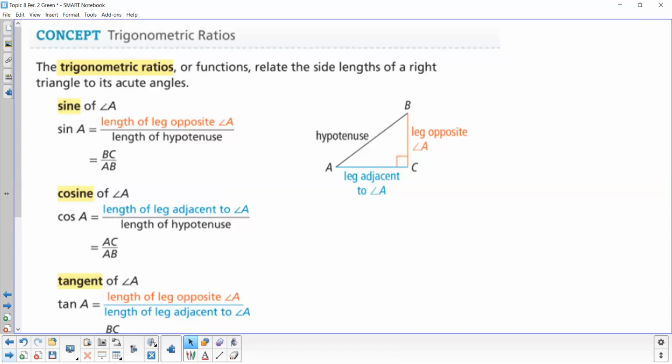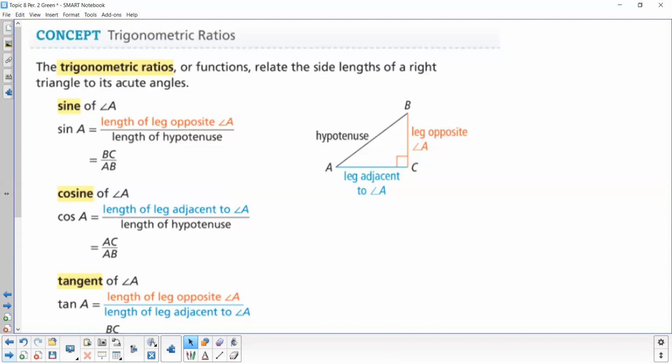This is the side next to theta. There's a fancy word in English that means next to, called adjacent. You may have heard of the word adjacent. Your house is adjacent to your neighbor's house. It's just things that are next to each other. Now we know what it means. It means next to.